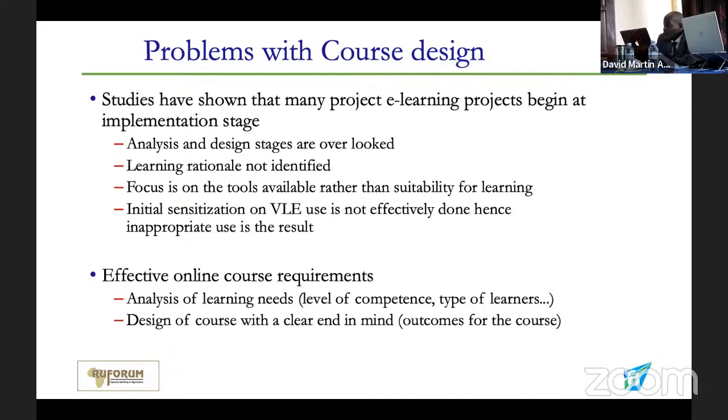The rationale is not always identified. You're creating this content for who? Is it for distance learners? Is it for undergraduates? Is it for postgraduates? Is it for PhD? So the rationale needs to be known before even you start doing anything.